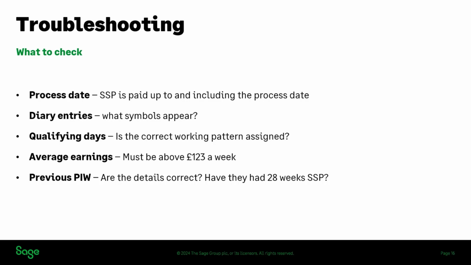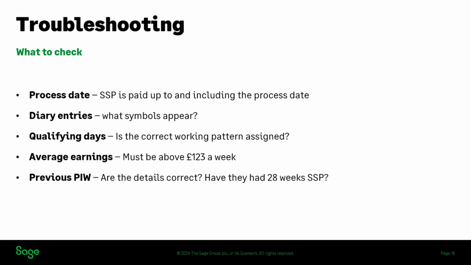If there's none calculated at all, it could be down to average earnings. So check the average earnings. Show you where you can do that. It needs to be above £123 a week to qualify. And if it's none of those first 4, next thing to check in terms of troubleshooting is the previous PIW information. So are the details shown there correct? Do they reflect what has been previously paid? Have they perhaps come to the end of a long-term sickness, where they've exhausted their 28 weeks of entitlement.